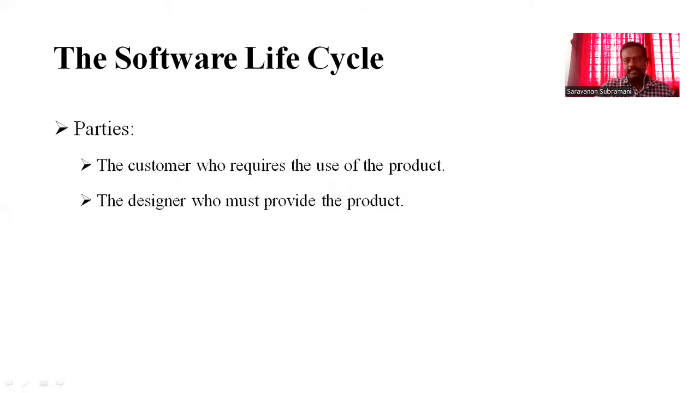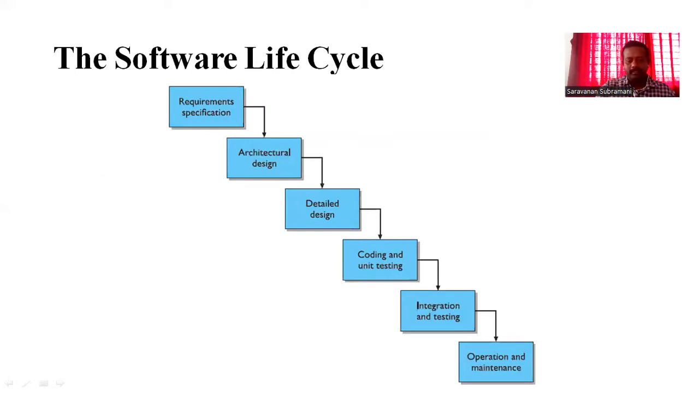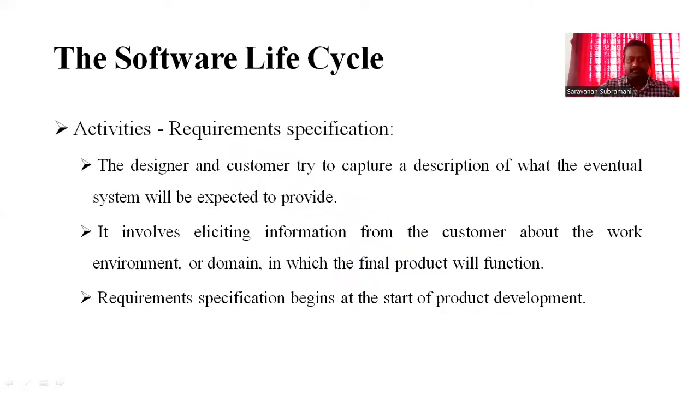There are different parties involved in this software development lifecycle. One is the customer, who is going to benefit from the software, and another is the designer, who is going to develop and provide the product to the customer. These are the people involved in this software development activity. There are different types of activities in the software development lifecycle, which are very important and useful in all types of software development lifecycle.